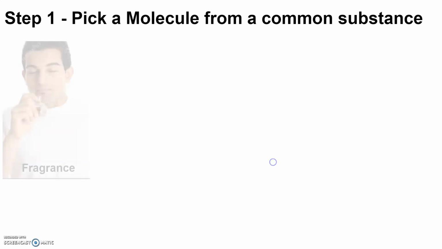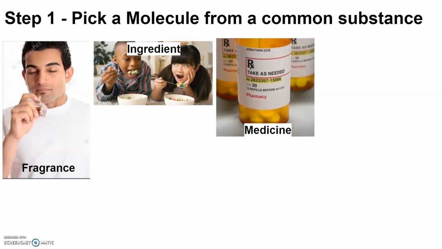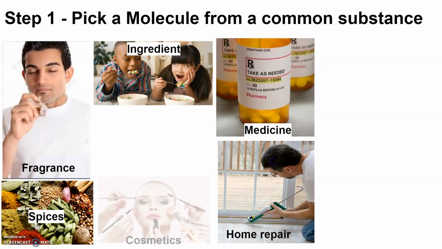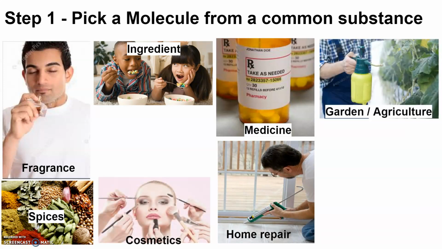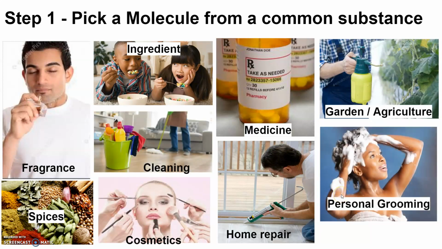So when I say a common substance, I'm thinking of things like fragrances or medicines, ingredients in food, spices, things that you use in home repair, cosmetics, garden agricultural products, cleaning supplies and products, and personal grooming products. They all have chemicals in them that are important to their function. So the first thing you want to do is think about where do you want to focus? Do you want to focus on food? Do you want to focus on fragrance, etc.?